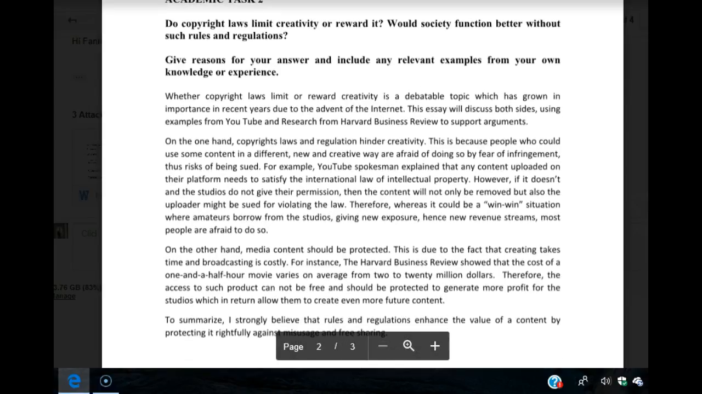Do copyright laws limit creativity or reward it? Would society function better without such rules and regulations? Let's see what you had to say. Whether copyright laws limit or reward creativity is a debatable topic which has grown in importance in recent years due to the advent of the internet. This essay will discuss both sides, using examples from YouTube and research from Harvard Business Review to support arguments.